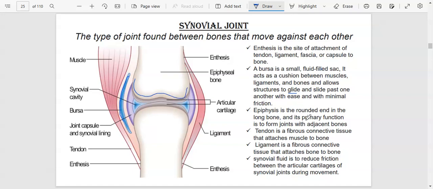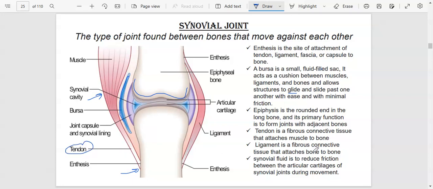Okay, and this primary function is to form joints with the adjacent bone. That's the epiphysis there. We also have the tendon. Tendon is a fibrous connective tissue that attaches muscle to bone. So muscle to bone, you have got this muscle, you have got this bone. What is going to attach the muscle and the bone is a tendon.